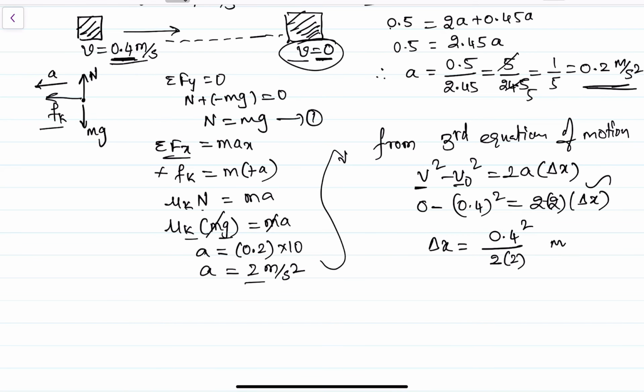That is, you will get around 0.04 meters, which is equal to 4 centimeters is the answer.